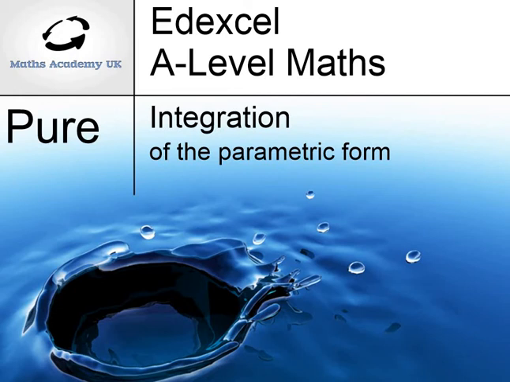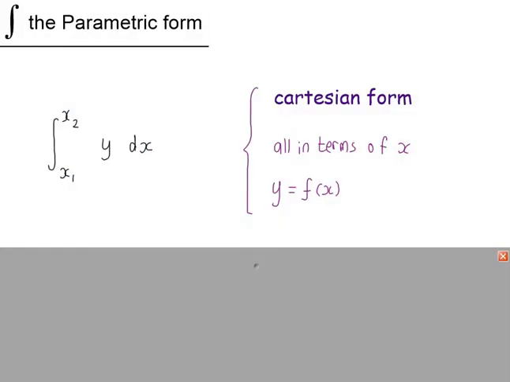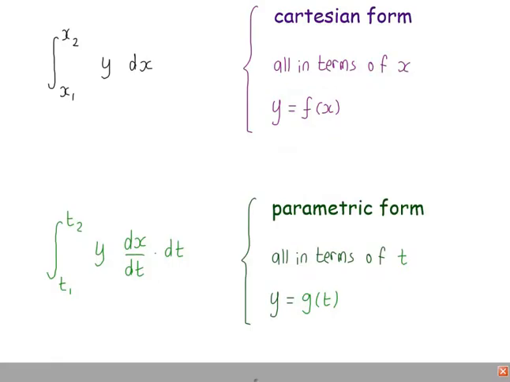Integration of the parametric form. Now when integrating the Cartesian form, we have everything in terms of x. So x are the limits, y is a function of x, so we're going to have x terms here, then dx. Everything is in terms of x. In the parametric form, everything is in terms of the parameter, t in this case.